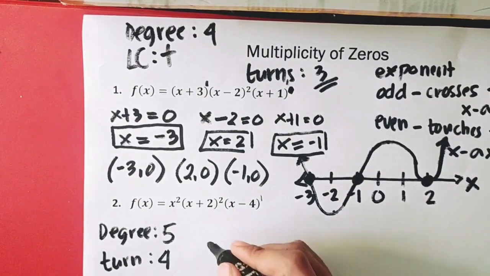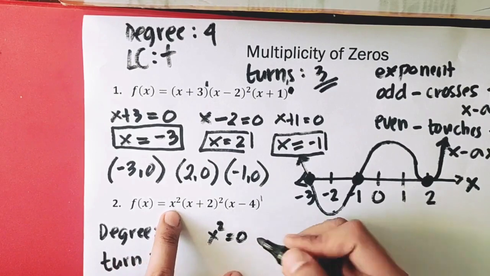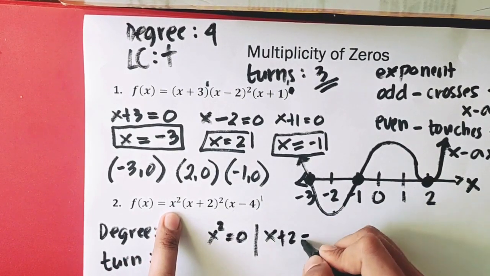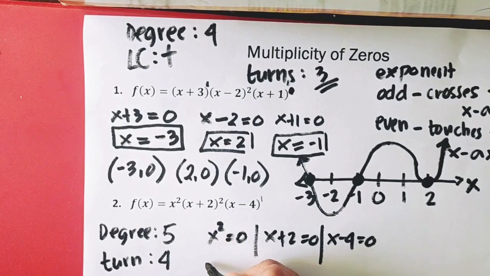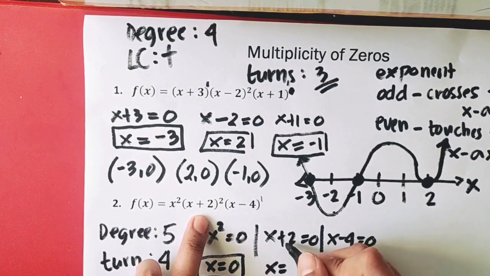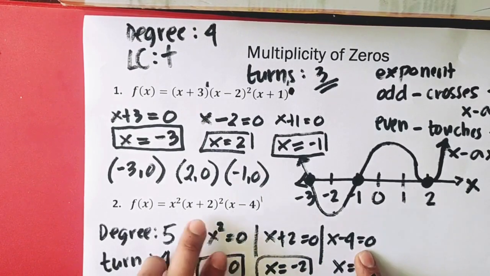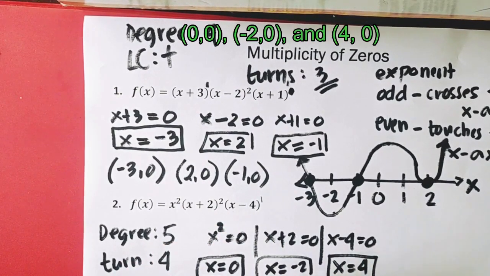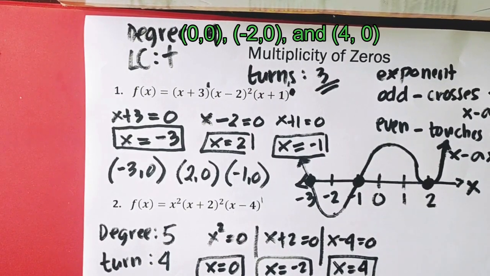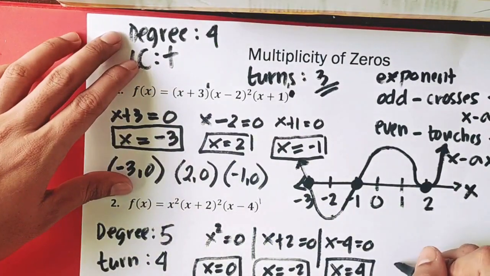Next, let's have the x-intercepts. x squared equals 0 is one. Another one is x plus 2 equals 0, and x minus 4 equals 0. So x squared equals 0, if you're going to find x, that is equal to 0. Then x equals transpose positive 2, that's negative 2. x minus 4 equals 0, that is positive 4. So the ordered pairs are 0, 0, negative 2, 0. Again, y is always 0. 4, 0.